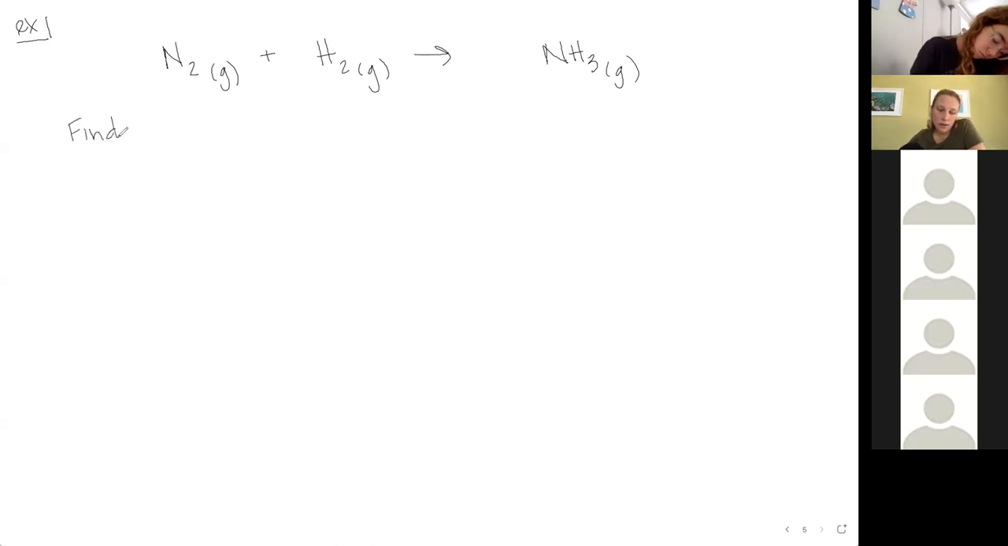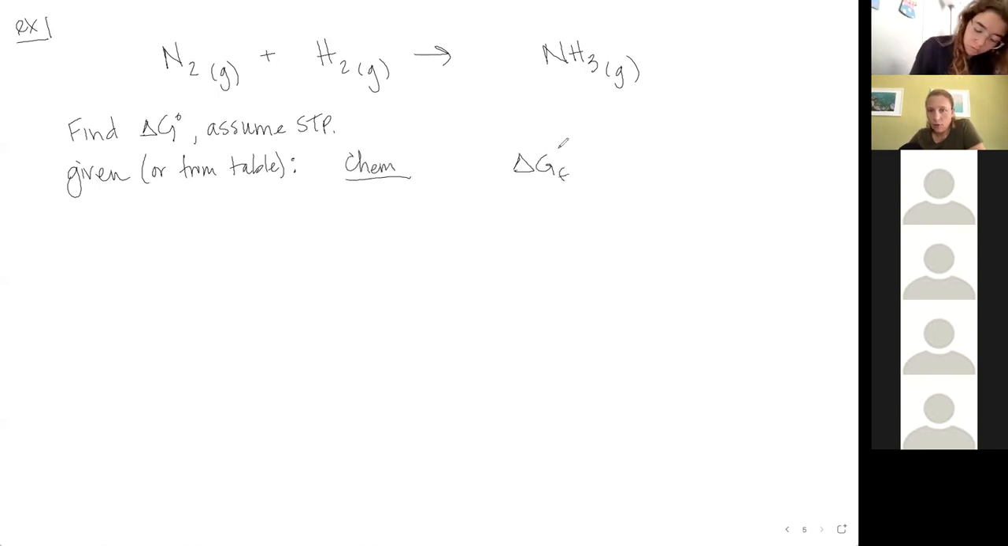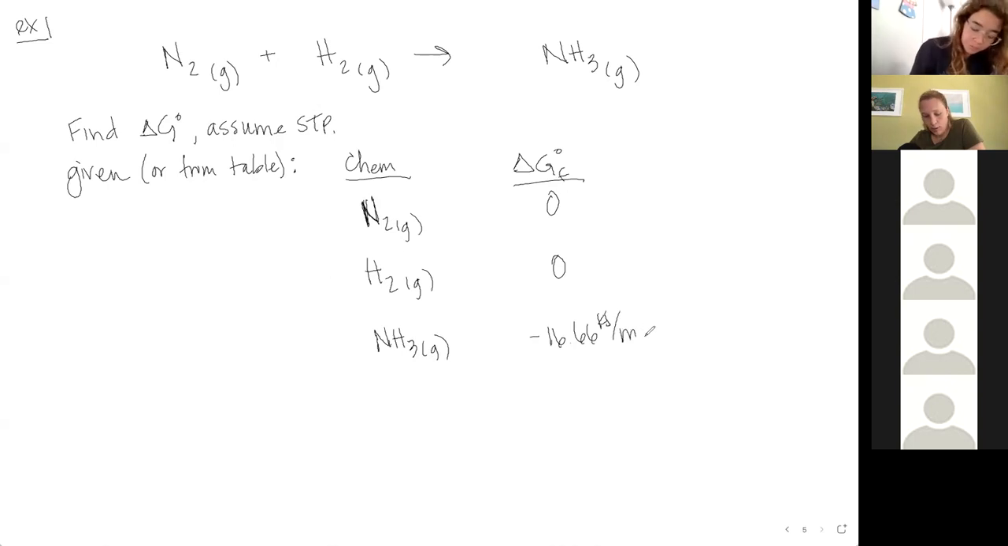Find delta G standard, assume standard temperature and pressure. The values are given, or you can find these from a table, but I'm gonna give them to you today: our delta G of formation at standard temperature and pressure for nitrogen gas, for hydrogen gas, for ammonia gas. These are elemental compounds at zero. Ammonia has a delta G of formation of negative 16.66 kilojoules per mole.